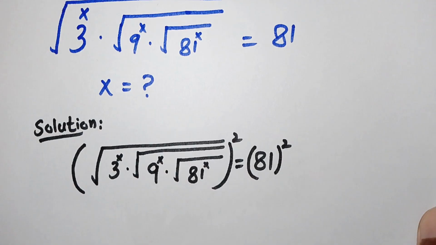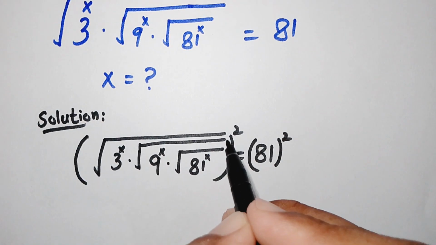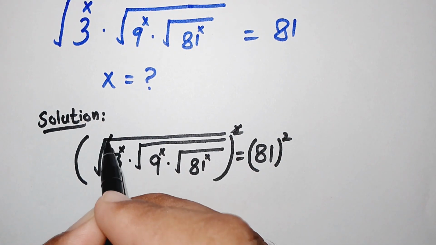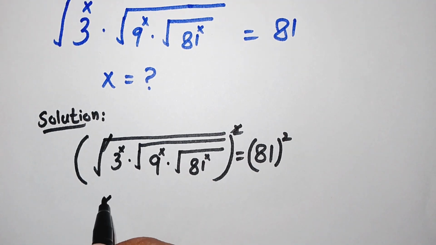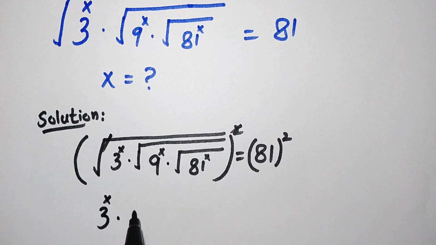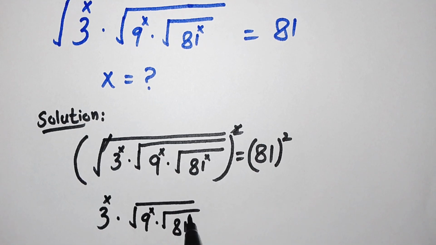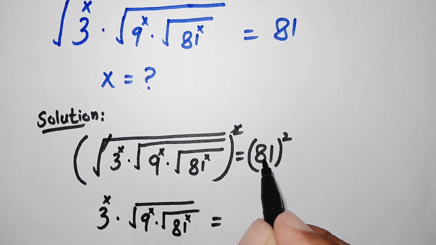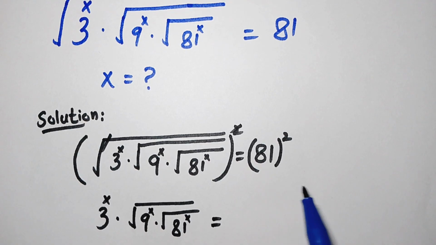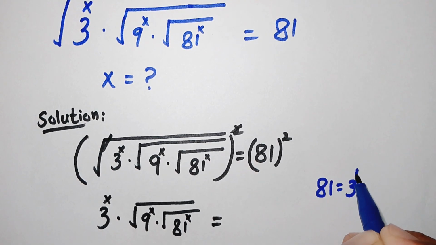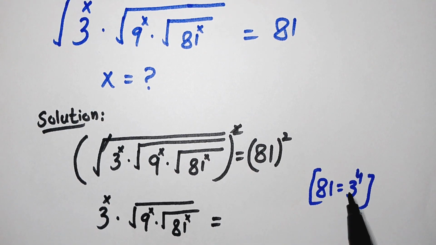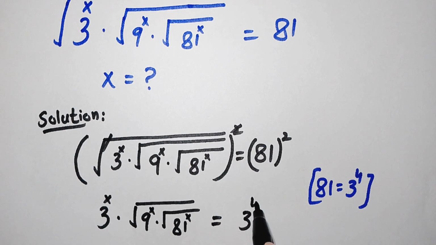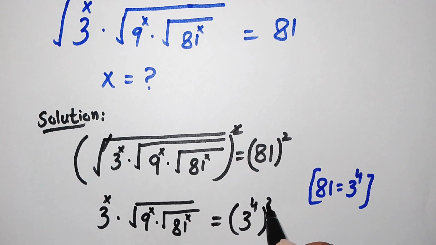To solve this, we know that this 2 cancels with this square root, meaning this square root cancels with this 2, and this will become 3 to the power of x times what is left, which is square root of 9 to the power of x times under square root of 81 to the power of x, which is equal to, and here this 81, we know that this 81 is equal to 3 to the power of 4. So here we have to replace this 81 with 3 to the power of 4. So this will become 3 to the power of 4, and here this square.